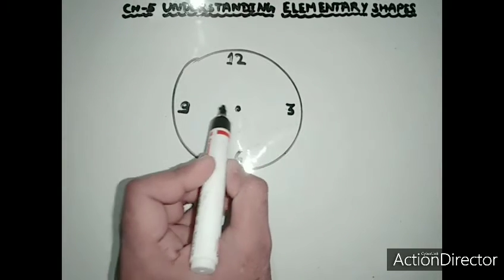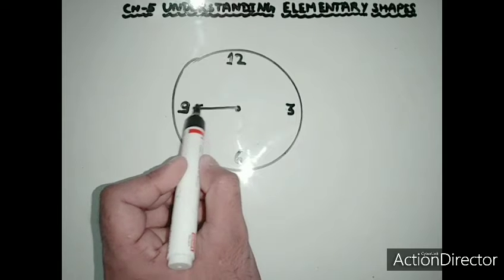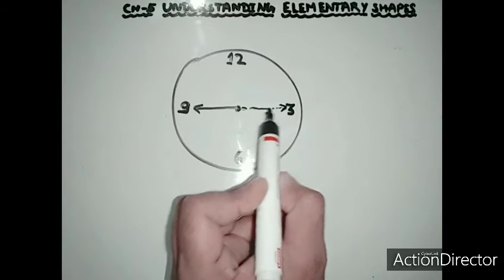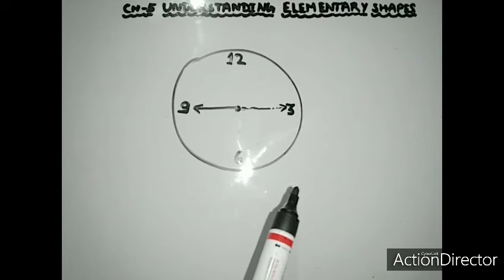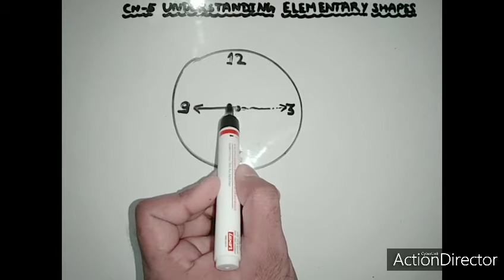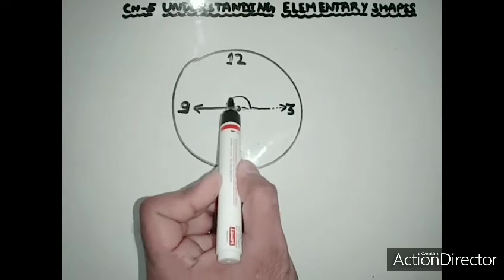When this minute hand moves from 9 to 3, what is the degree of the angle formed by this minute hand? Yes, right, 180 degrees.